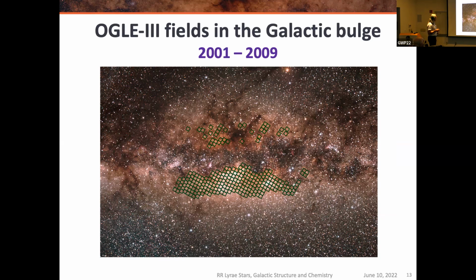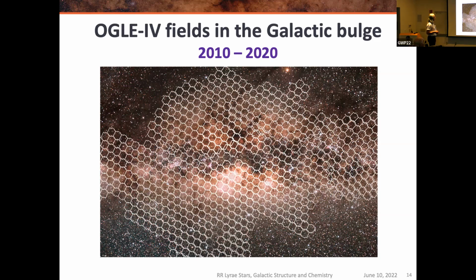Ogle-3 coverage, 300 million stars were observed during this project. And finally, the Ogle-4 fields covering practically the entire galactic bulge. The time span of the observations in different fields is very different. In some cases, it's nearly 30 years. In some cases, it's just a few years.